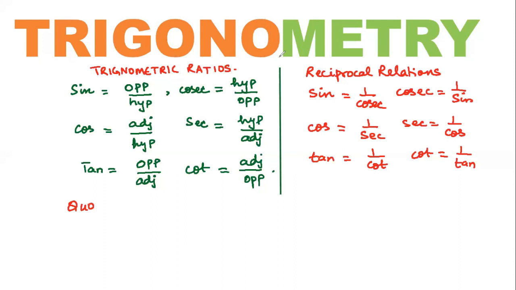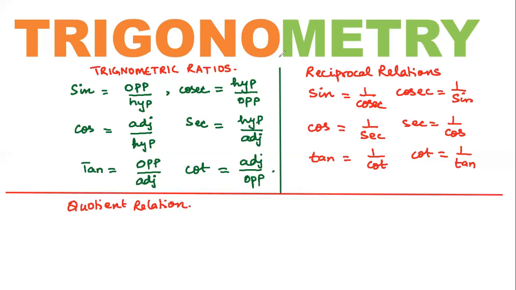Next, quotient relation. If we divide two trigonometrical ratios, we get the third ratio. That is, if we divide sine by cos, we get tan. Tan is equal to sine over cos. You can check it out. Tan is opposite upon adjacent. Sine is opposite upon hypotenuse and cos is adjacent upon hypotenuse. If we divide, you'll get opposite upon adjacent. Similarly, cot is cos upon sine.